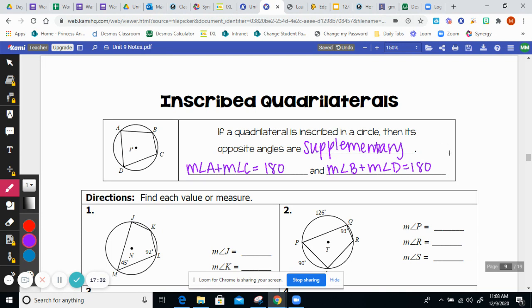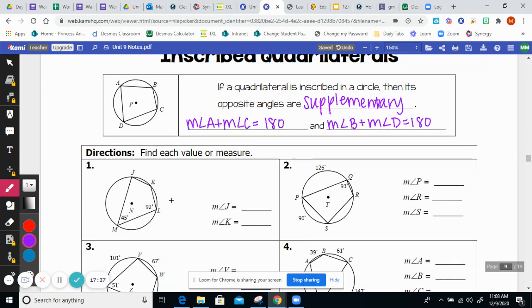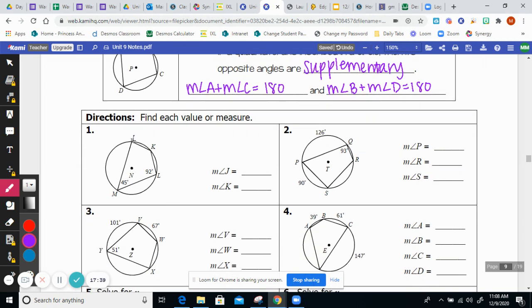So we can look at a couple examples with these. On the first one, it wants us to find J. J's opposite angle is going to be L right here. And then K's opposite angle is going to be M. So for J, I'm going to do 180 minus 92, and I get 88. And then for K, my opposite angle is 45, so I would do 180 minus 45, which is going to be equal to 135.